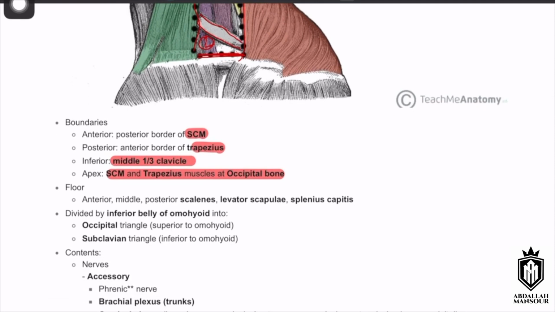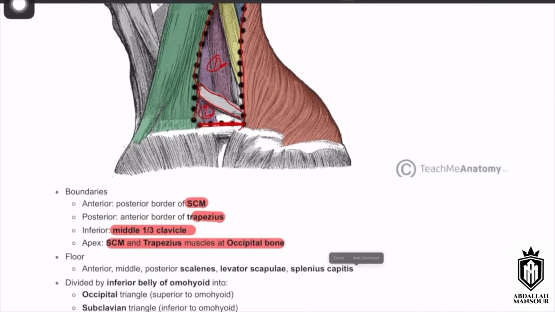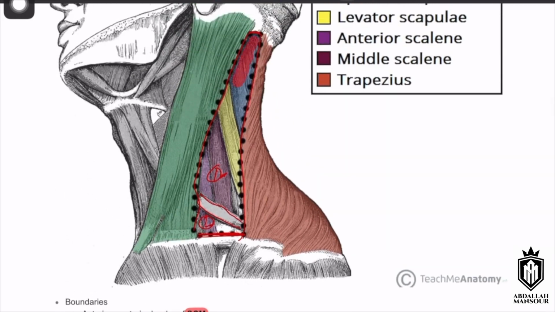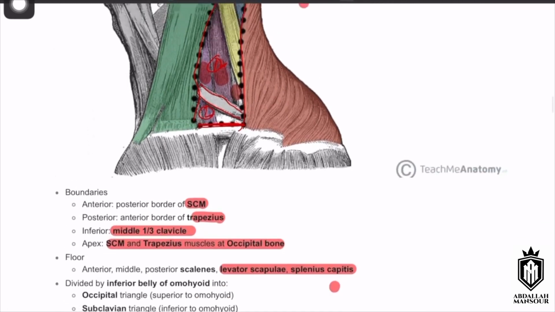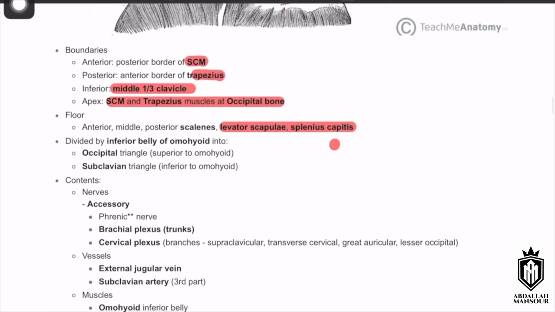and the apex is the meeting of the sternocleidomastoid and trapezius muscle. It contains the anterior, middle, and posterior scalenus muscles, and levator scapulae, and splenius capitis as well. So it's all these muscles. So you have your splenius capitis and scalenus anterior, scalenus medius, and the scalenus posterior, and also another muscle, which is the levator scapulae, which will be this yellow bit. Okay. Divided, like we said, by the inferior belly of omohyoid muscle into the occipital and subclavian triangle, or the clavicular triangle.